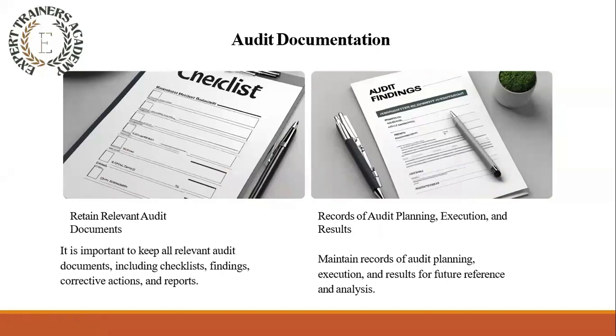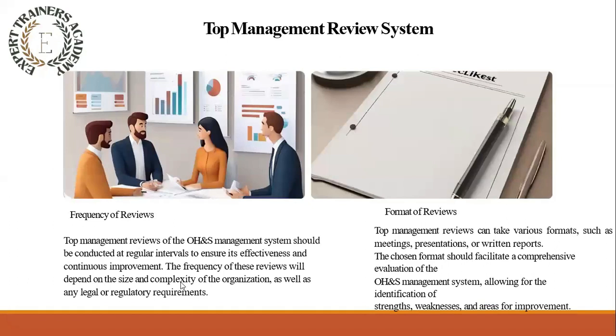See, performance evaluation. The thing that should come up in your mind is inspection and internal audit. How to evaluate the organization's health and safety performance: by carrying out internal audit. This is clause number 9. Internal audit should come up in your mind. Top management review system: frequency of reviews. Top management reviews of the occupational health and safety management system should be conducted at regular intervals to ensure its effectiveness. If you're not monitoring, you're not managing.